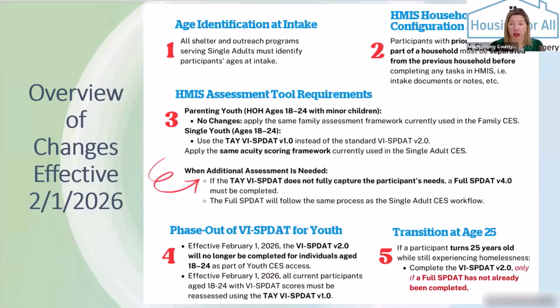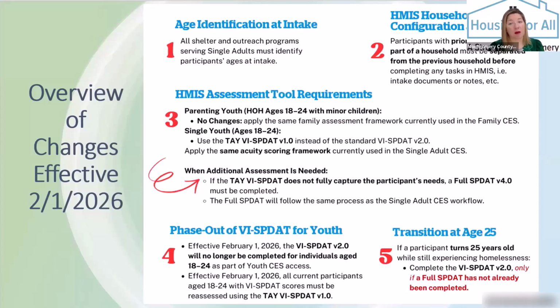So first, what has changed? This change affects people on the single side of our COC. So if you're a family service provider, there are no changes in terms of how you assess folks. If you're a single service provider, we are asking that everybody start using the TAY version of the VI-SPDAT for anybody ages 18 to 24.